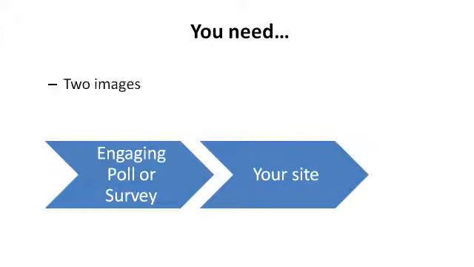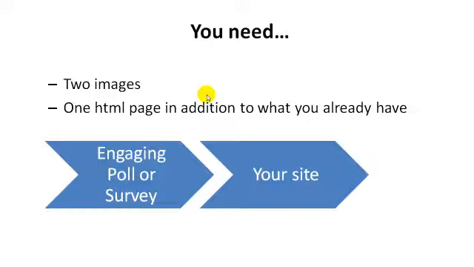In order for this to work, you're going to need 2 images, and then you'll need to have one HTML page in addition to what you already have. Now, you can have an HTML page or you can have a WordPress page. So depending on what site you use, just an extra page with 2 images on it with an engaging poll or survey, that's what we're going to be creating, which eventually redirects to your main site. So let me show you how to implement this.